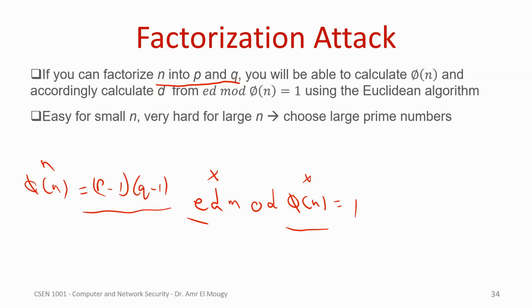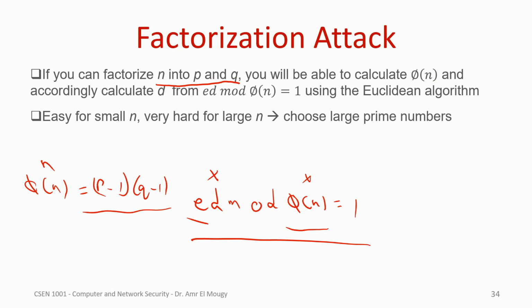If you are able to factorize n into the values of p and q, then you will be able to know phi n. And so you will have now an equation with only one unknown, which is d. Then you can use the Euclidean algorithm to obtain it. This is actually the entire thing. This is the well-known attack on RSA.